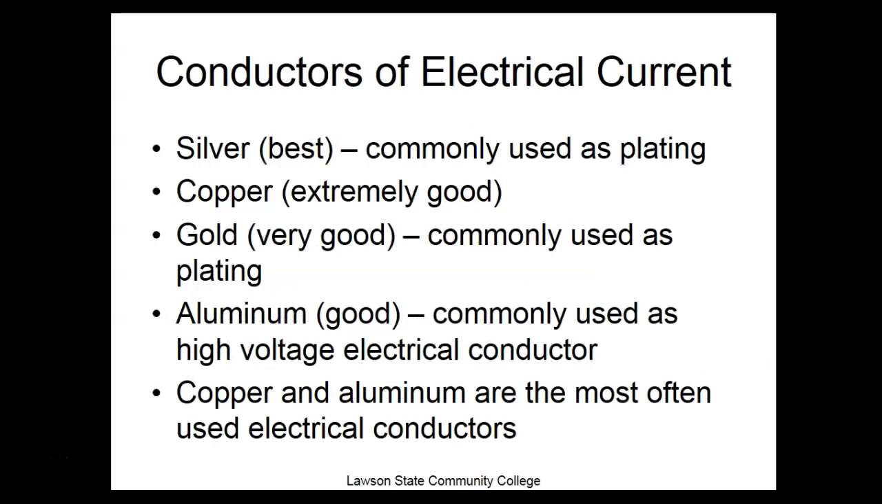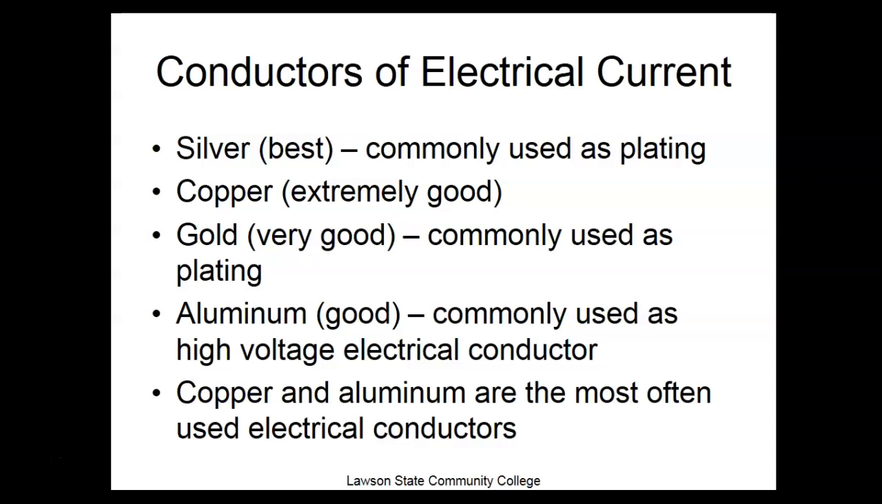So this is the best conductor of electricity. Most people think gold is, but silver is actually the best conductor of electricity. We usually don't use it except as a plating, usually on light switches and relay contacts and stuff like that. Anytime we make a connection just by touching things together, we like to coat those with silver.